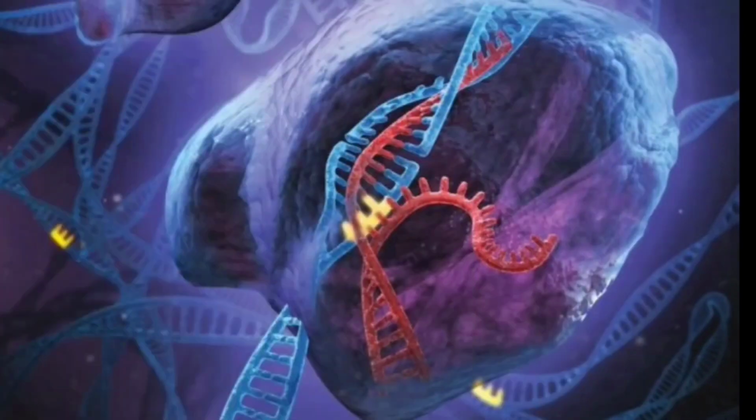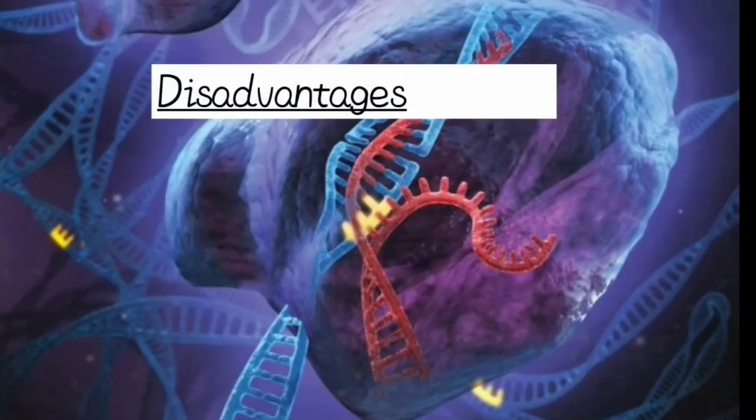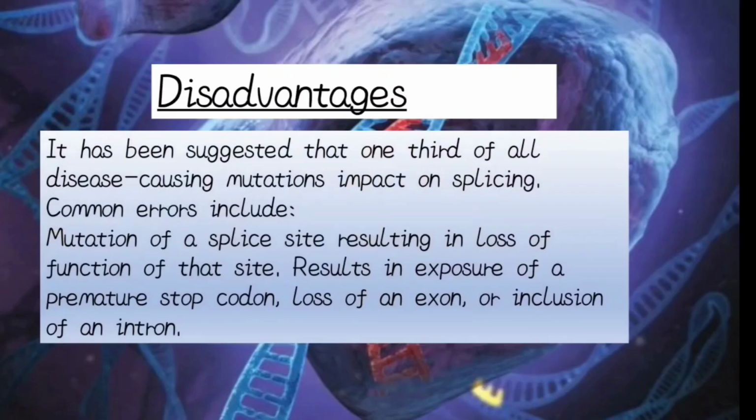The disadvantages of RNA splicing include that it has been suggested that 1/3 of all disease-causing mutations impact splicing. Common errors include mutation of a splice site resulting in loss of function of that site, which results in exposure of a premature stop codon, loss of an exon, or inclusion of an intron.